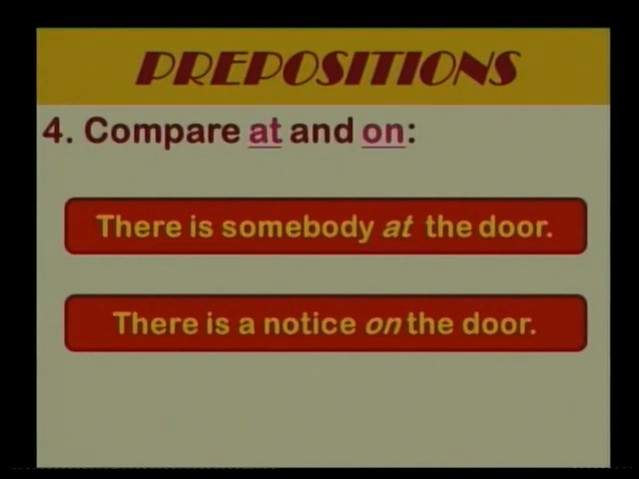Look carefully again. There is somebody at the door. Perhaps someone is knocking at the door. And there is a notice on the door. We are using door as a point in the first sentence. In the second sentence, that same door becomes a surface. So, please be careful when you are using prepositions like this.